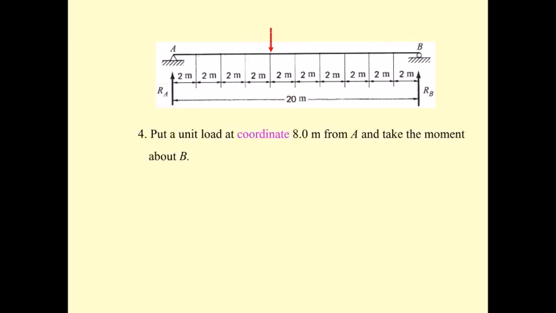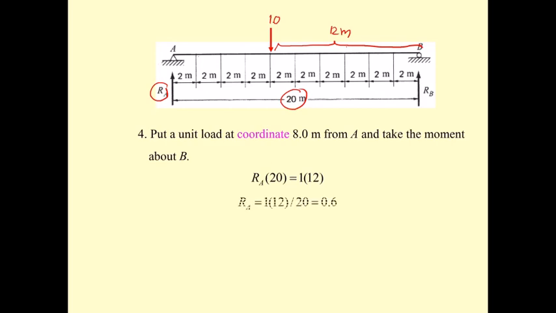Okay, and do the same thing. Take moment at B, R sub A times 20 equals that 1.0 times, this is going to be 12 meters.